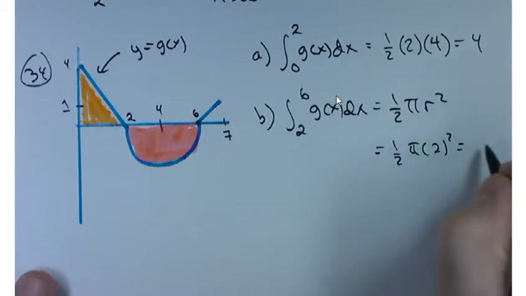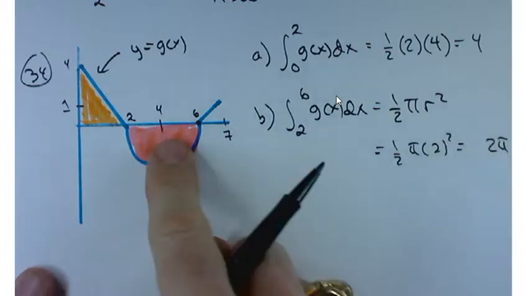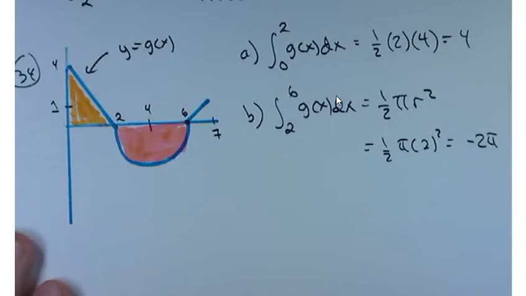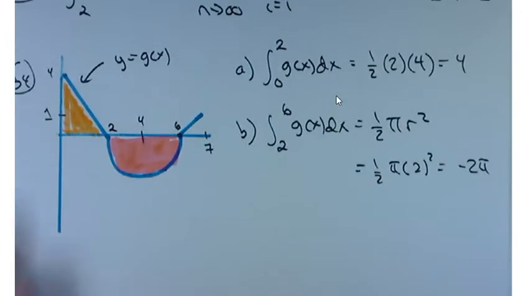But there's a little bit of a twist here. Because this curve lies below the x-axis, we're going to think of this as a signed area. It's going to be negative 2 pi is the area. It's because, like I said, it's below the x-axis.